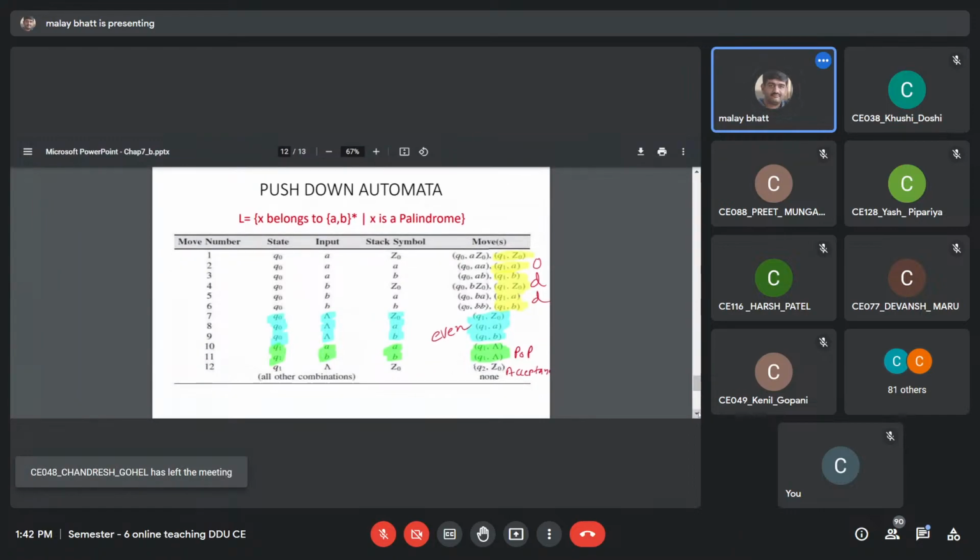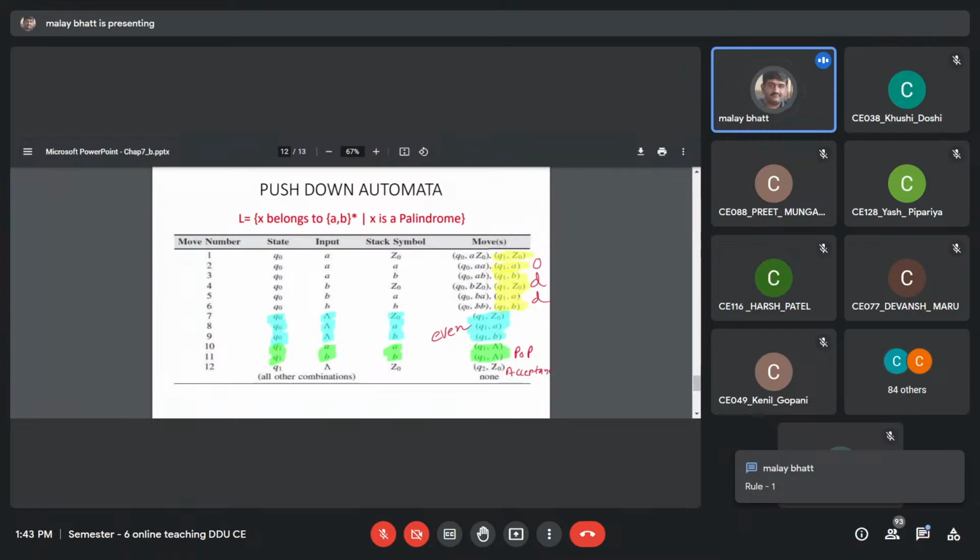So now, can anyone explain what we are doing here? It is a general palindrome. Now it is a general palindrome. Right? X is a palindrome. So we are talking about odd length palindrome, even length palindrome, both. So can anyone tell what we are doing in rule 1? Can anyone write in the chat window? What we are doing in rule 1?